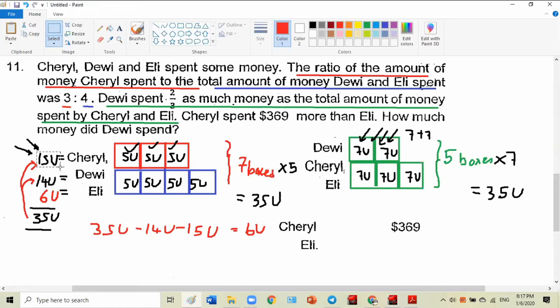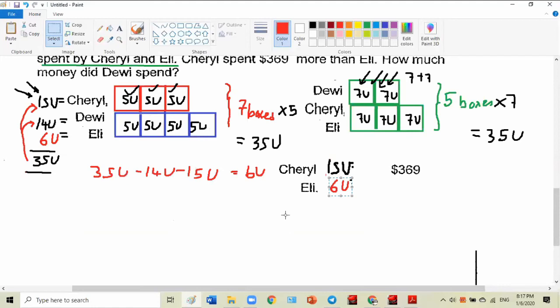Can you see? I wrote it very clearly for you. And Ellie is 6 units. Do you know where the 6 is from? Then Ellie is 6, Cheryl is 15. So what's the difference? The difference is 9. Must be 9. So relax, it's okay.